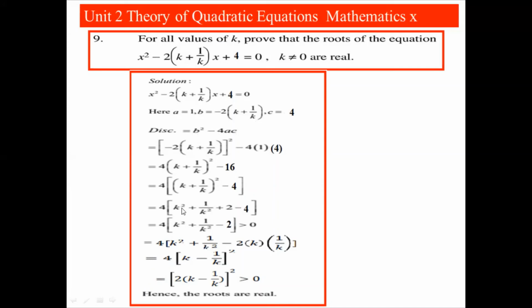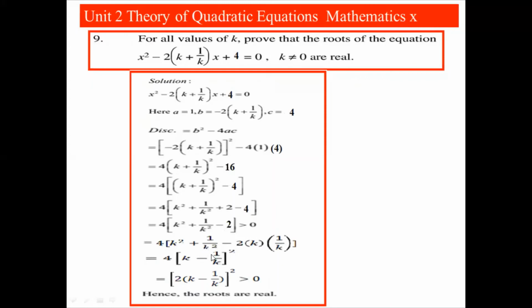So opening the square: k square plus 1 by k square plus 2 into k into 1 by k, so k cancels out with 1 by k. So we have plus 2. Here is minus 4. So plus 2 minus 4, we have minus 2. We have to show that this value is greater than 0. So we can write this as k square plus 1 by k square minus 2 into k into 1 by k. So this can be written as (k minus 1 by k) whole square.